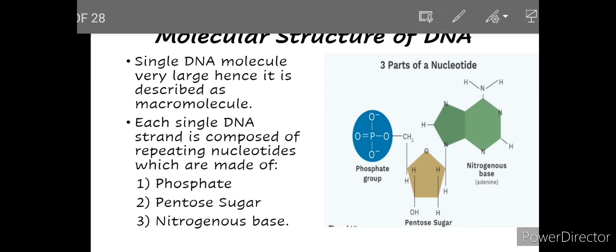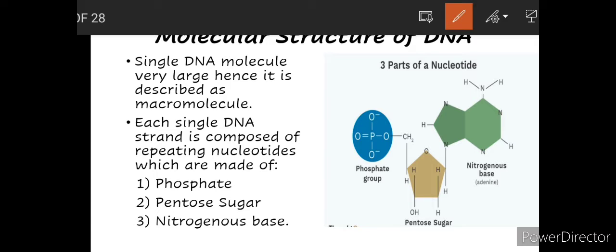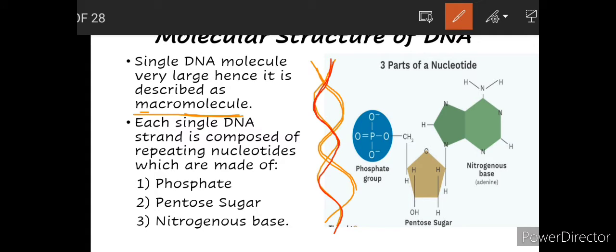Molecular structure of DNA. DNA is very big in size, so it is called a macromolecule. Each single DNA has two strands. We all know that DNA looks like this. This DNA has two strands, one is this and one is this. Now they form a ladder. This is ladder type.